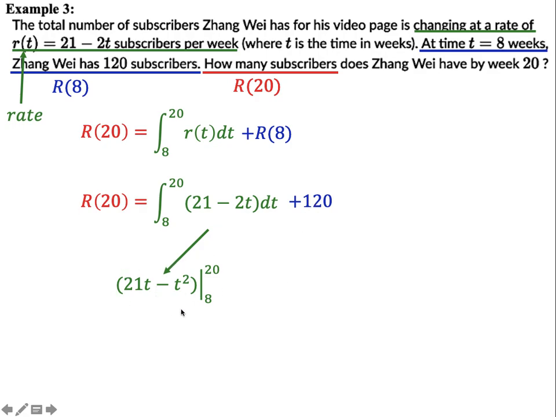So I'm just going to focus on evaluating this integral. So I'm plugging in 20. We get 21 times 20 minus 20 squared. And then subtract, plug in 8. 21 times 8 minus 8 squared.